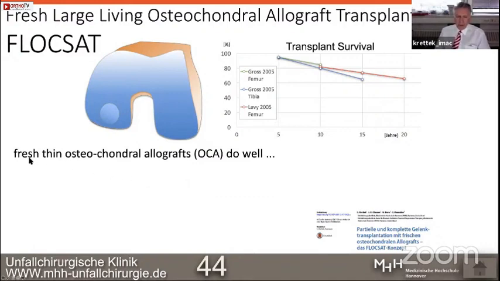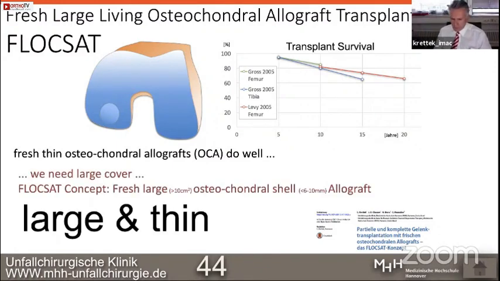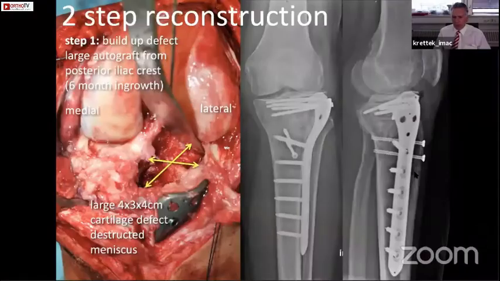And if you use a fresh, thin osteochondral allograft, the data seem to be quite okay. But in many trauma situations, we need larger cover. So we developed this Floxat concept, fresh, large osteochondral shell allograft transplants. And this is something I would like to highlight here based on this clinical case.